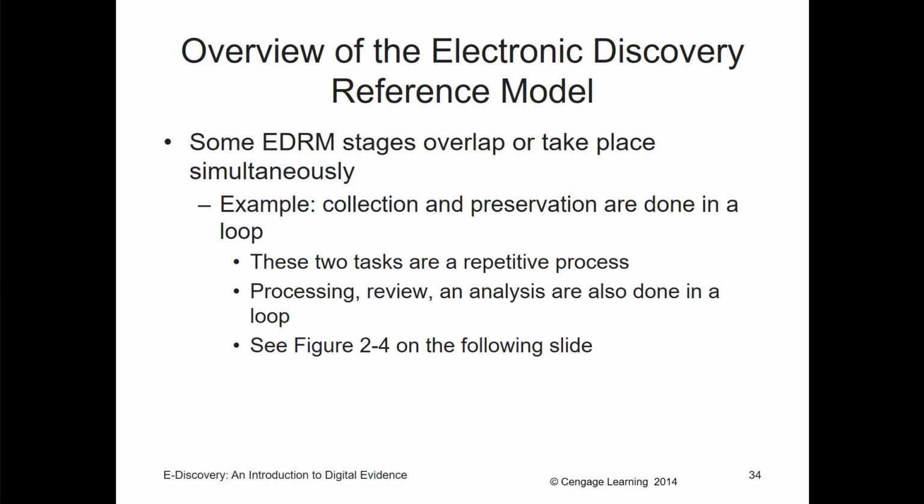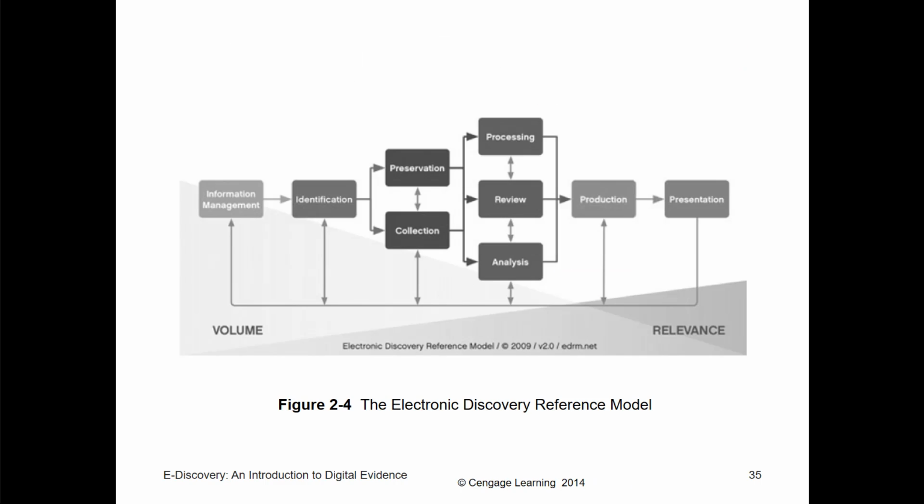Some of the stages overlap or take place simultaneously. For example, collection and preservation are done in loops. These 2 tasks are repetitive processes. The processing, review, and analysis are all done in loops also. Looking at the next figure, we can see that. Manage information, identification, preservation, collection, and that will go into the processing, review, and analysis, and they'll loop until production, then presentation.